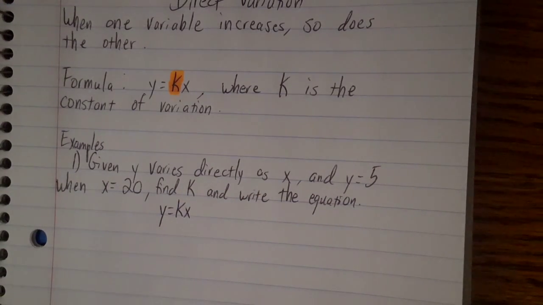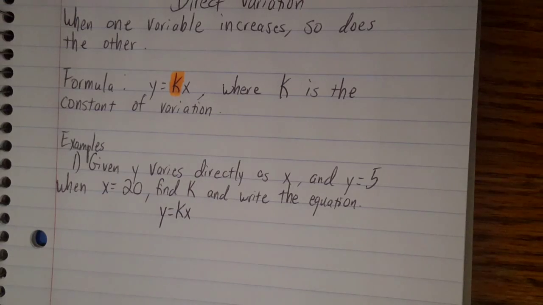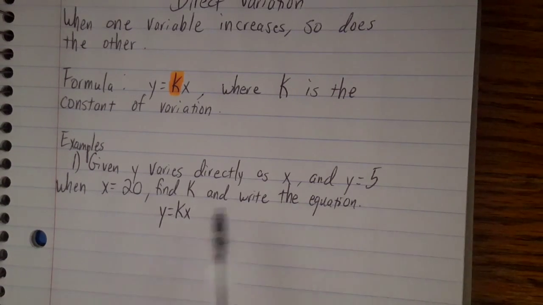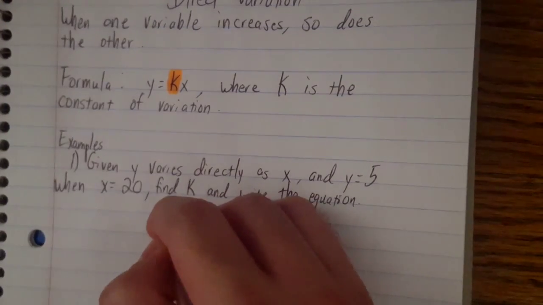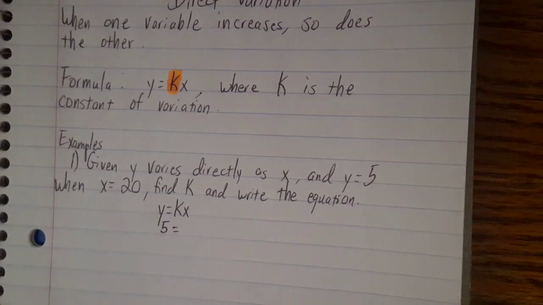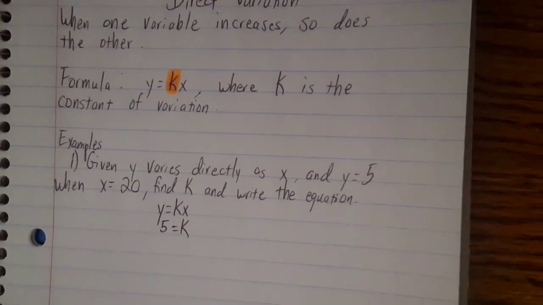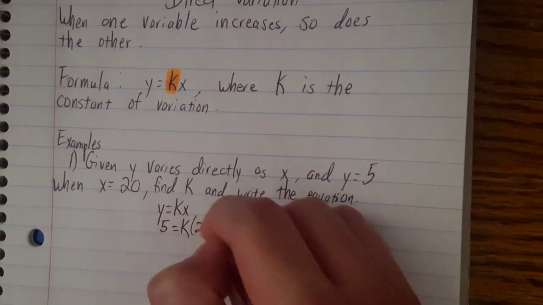And they give me some other information. y equals 5, x is 20. They want me to find k, and they also want me to write the equation after I do that. Pretty easy to do. All I have to do is say, okay, I'm given that y equals 5, so I can replace y in this problem with 5. So this is going to be 5 equals k, I don't know what k is, so I can leave it as k, that's what I'm trying to find, and I know what x is, it was given to me as 20. So I'll just put in parentheses times 20.